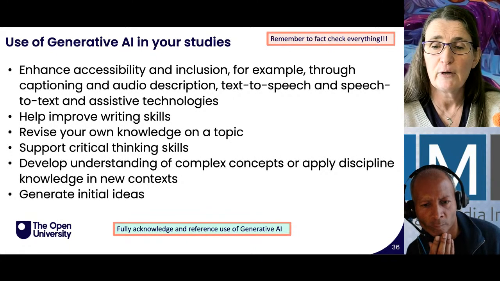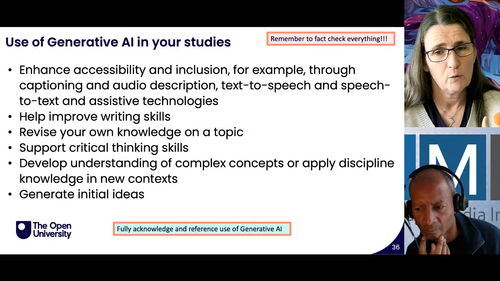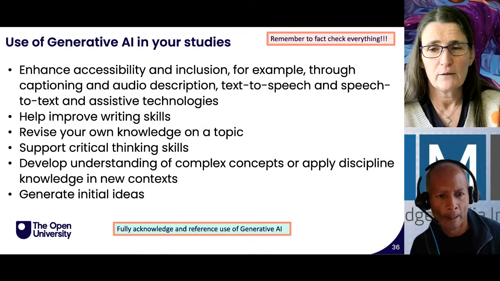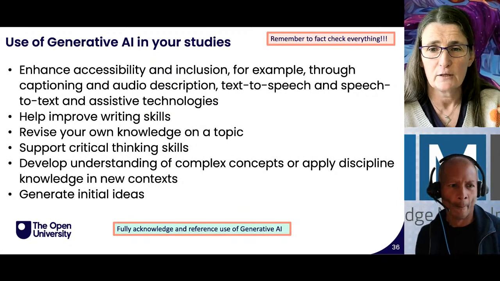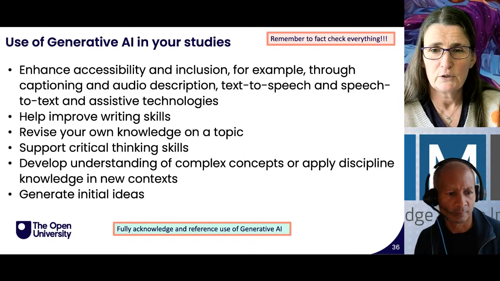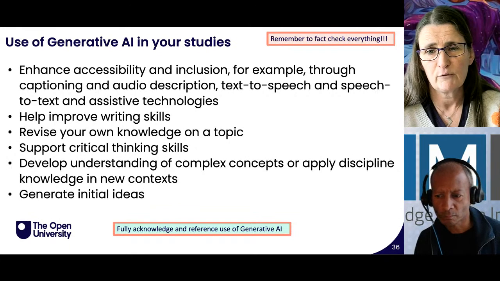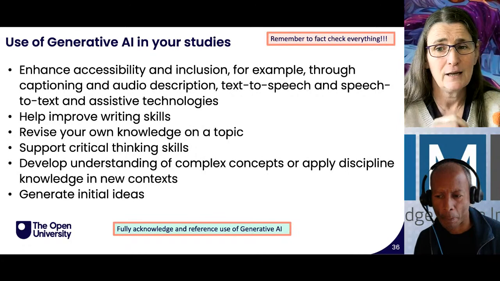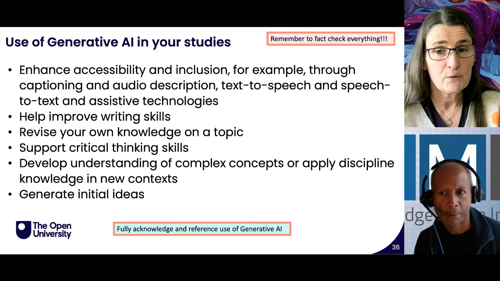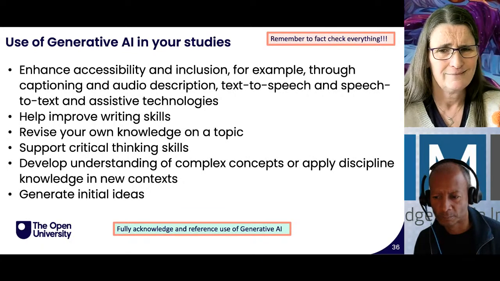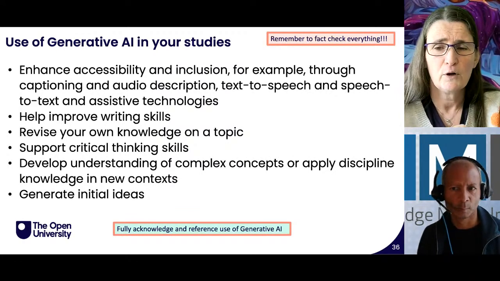To help improve writing skills, so we have heard from quite a few students about having generative AI tools help them make their writing sound more academic, help them check their grammar, their spelling, their punctuation, and so forth. Maybe you want to use it, as John shows some of these potentials here, for revising your own knowledge on a topic. But remember, fact check everything. It can help support your critical thinking skills. So maybe you look at that output and you think, that is not right. I know that is not right. It's going to force you to think more critically.